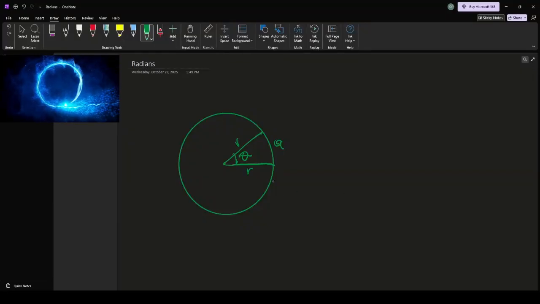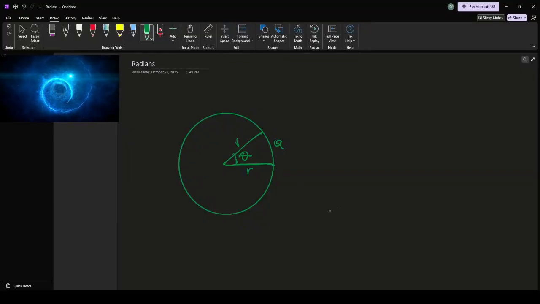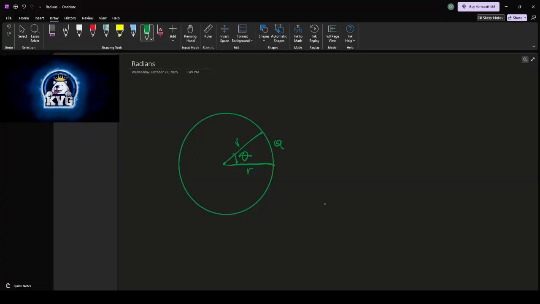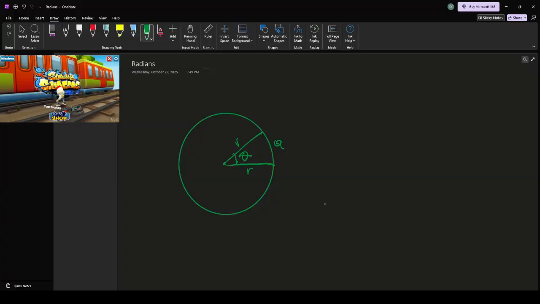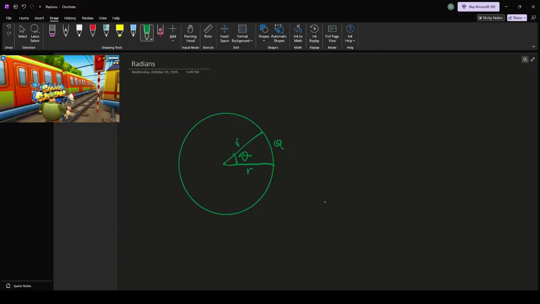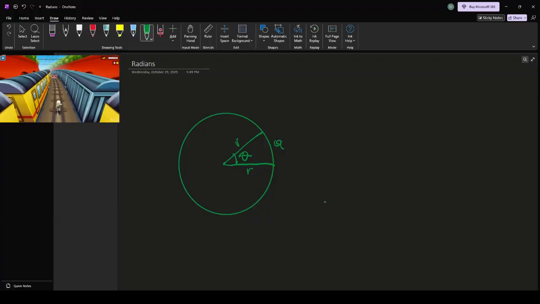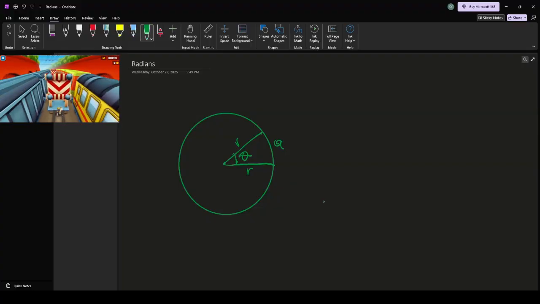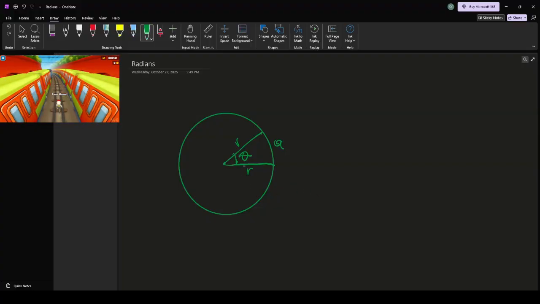So, radians. Before this point, you might have only used degrees to measure angles. From grade 12, at least in Ontario, grade 12 and up, you're going to be using radians a lot more, even past university and whatnot. Don't ask me why. So, what is a radian?